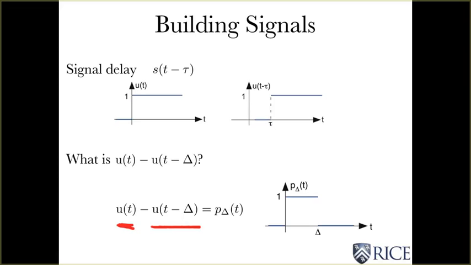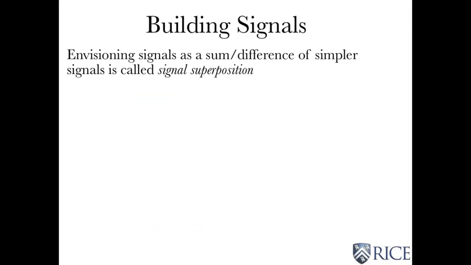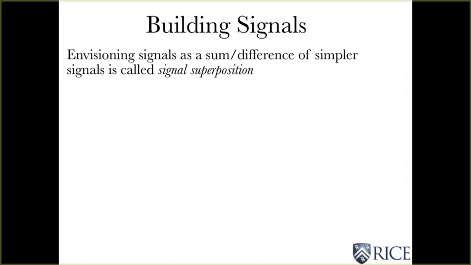Let's try an example here to see how this works for a little bit more complicated case. So this thinking about signals as a sum or difference of simpler signals is called signal superposition. This word superposition is going to occur again and again here. So superposition means just to add them up. Okay? Here's our example.